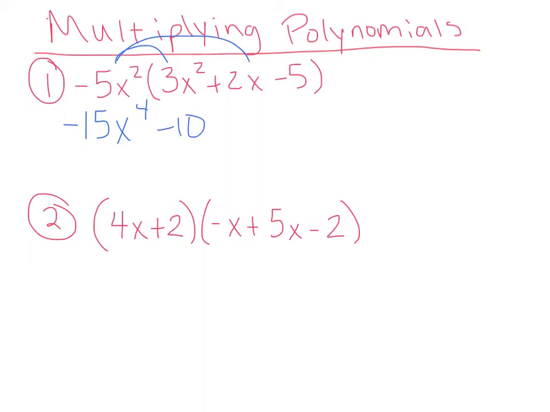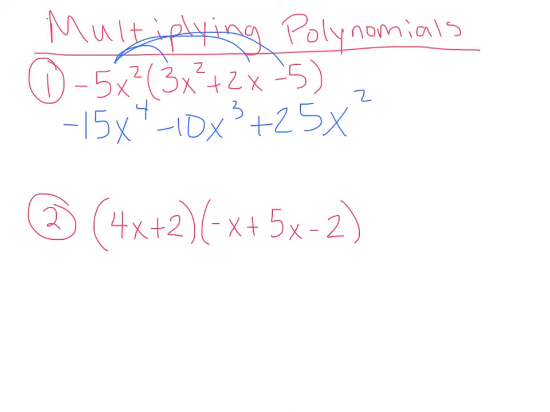X to the second times x is x to the 3rd. And then negative 5x to the second times negative 5. Negative 5 times negative 5 is plus 25, and then your x to the second. And then you check just to make sure you can't combine like terms, which you cannot in that one.